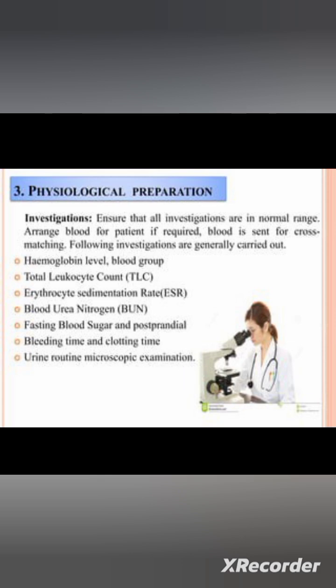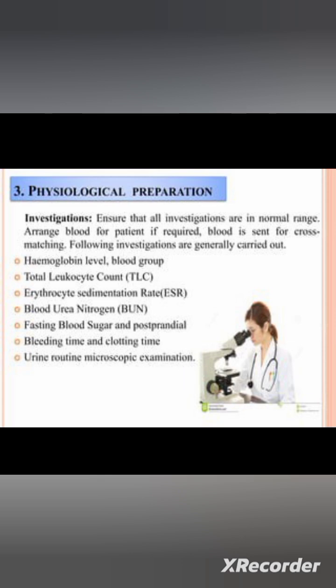Then all investigations such as hemoglobin, blood group, TC count, ESR count, blood urea nitrogen, fasting blood sugar, postprandial, bleeding time, clotting time, urine routine microscopy examination, all these things have to be done in general.